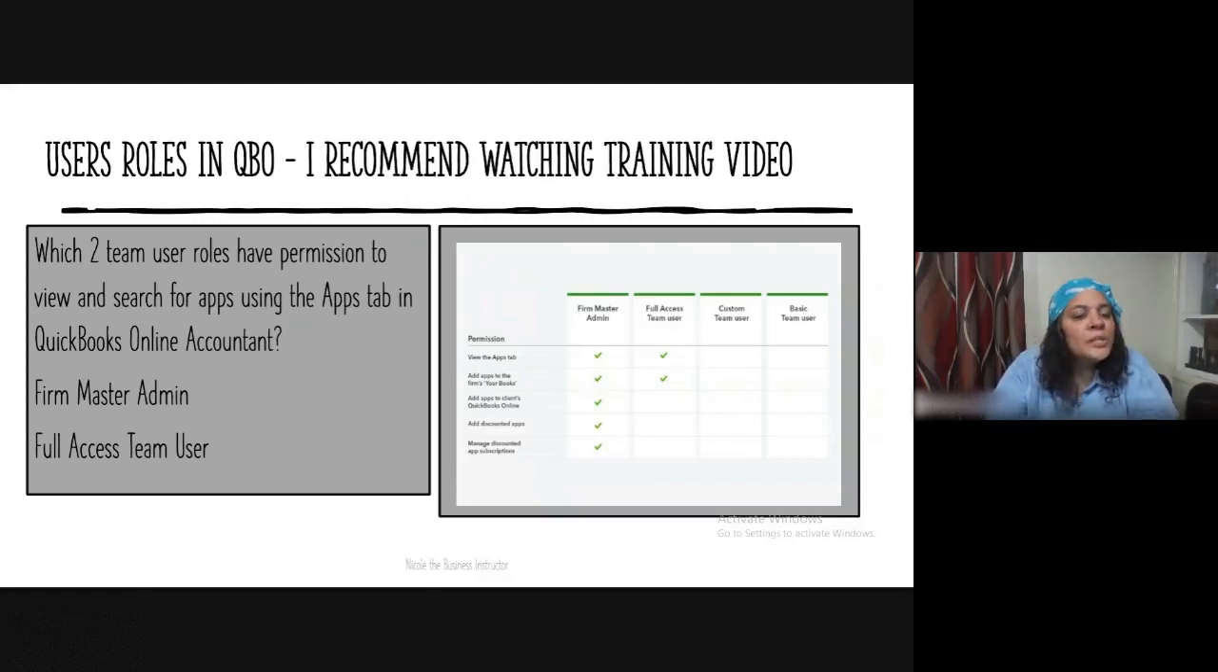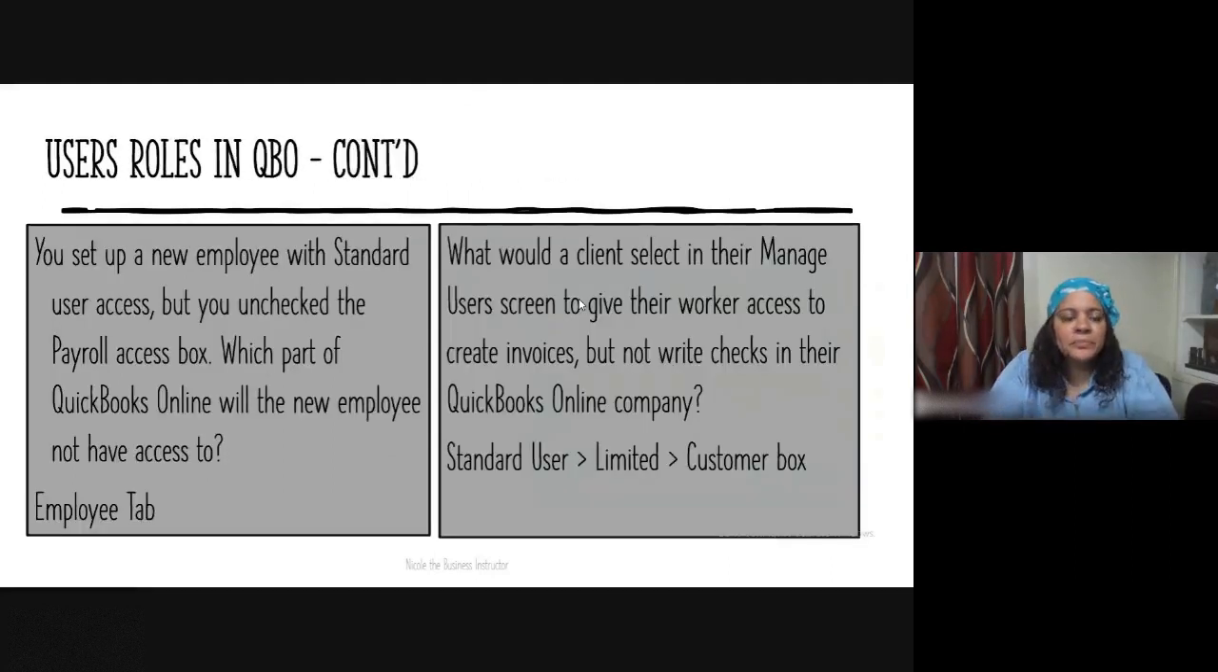Which 2 team user roles have permission to view and search for apps using the Apps tab in the QuickBooks Online Accountant? The answer would be Firm Master Admin and Full Access Team User. And I have the visualization right there for their features available.